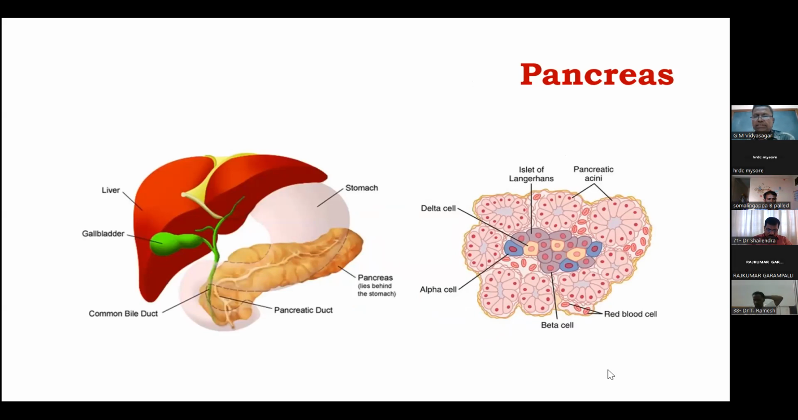Alpha cells and beta cells are very important in the islets of Langerhans, and these beta cells produce insulin, and alpha cells produce the other hormone, glucagon.